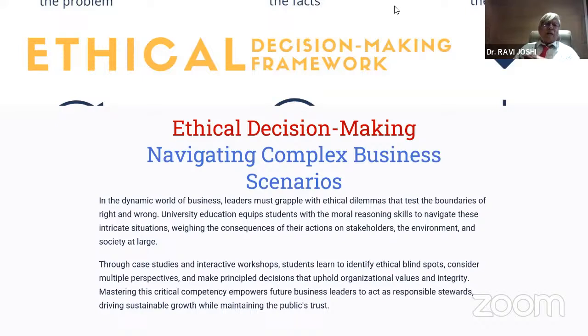Whenever we come to business management, here also ethical decision making plays a role. I need not give the example of Tata. Tata is known for ethical decision making. When you are navigating a complex business scenario, competing in the dynamic world of business, we must grapple with ethical dilemmas. And we must know what is right and wrong. And that's why our education must foster moral reasoning skills to navigate such intricate situations.